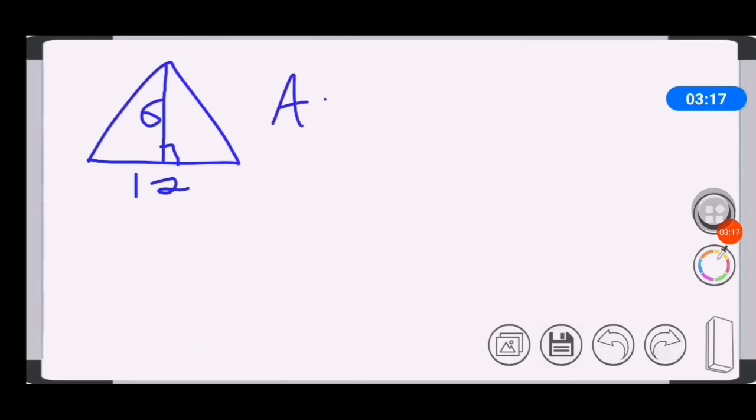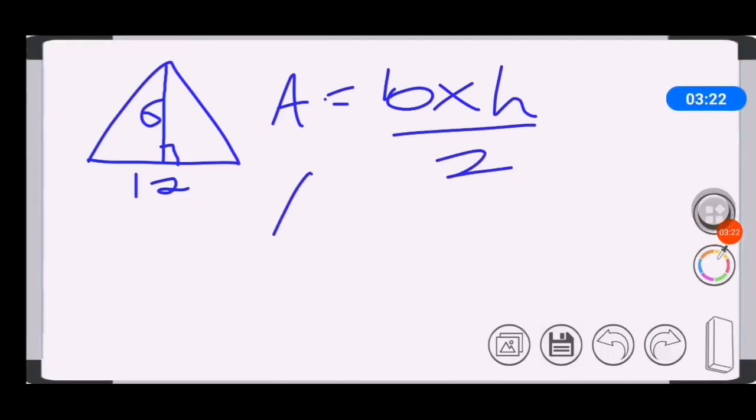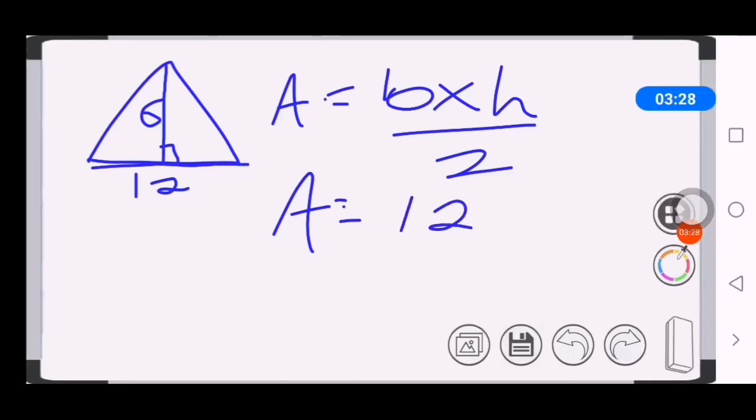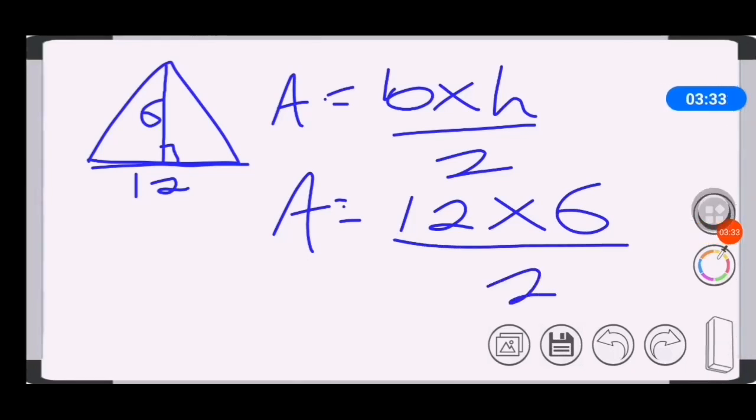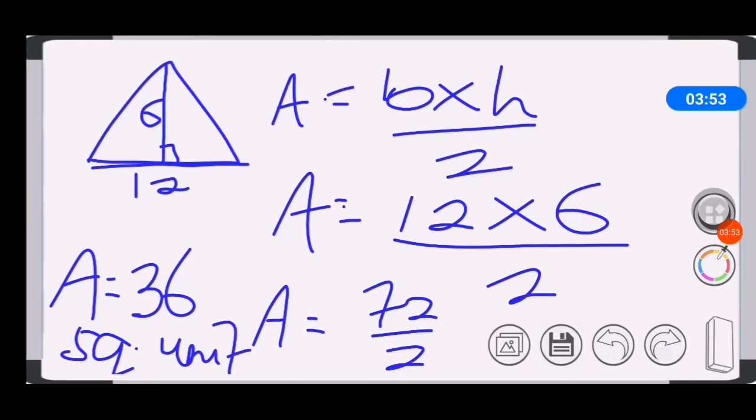We said the area is equal to the base times the height divided by 2. What is the base in the question? It is 12, so we have 12 times what is the height? 6 in the question, divided by 2. So our area will be 12 times 6, which is 72, divided by 2, and 72 divided by 2 is 36. Don't forget I said if there is no unit, you need to write squared units. So that is our answer.